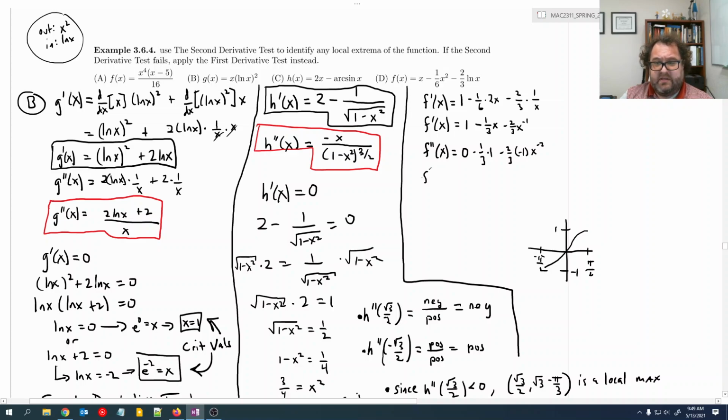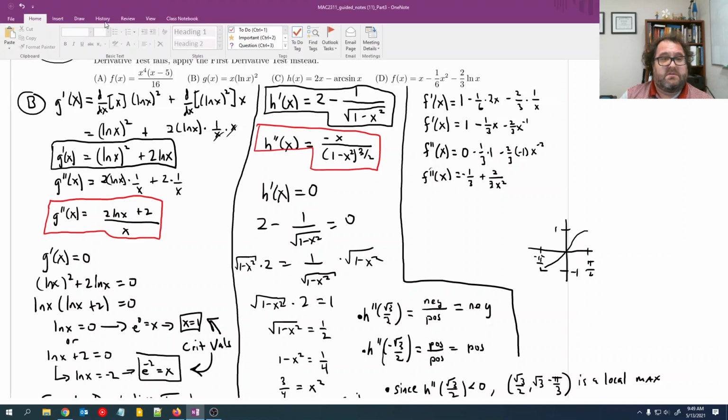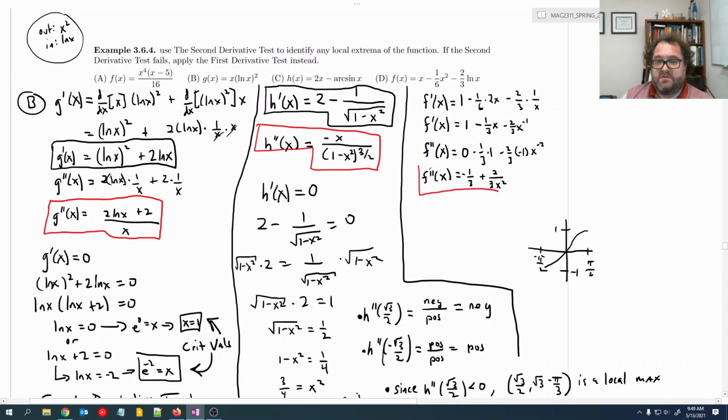And let's clean this second derivative up a bit. Of course, 0 goes away. Then we have negative 1/3 times 1, so we just have negative 1/3 to start with. And then we have negative 2/3 times negative 1, so that's positive 2/3. And then we have x to the negative 2, so that's x squared. So we have negative 1/3 plus 2 over 3x squared, and that is our second derivative. Okay, so let's box off our second derivative so we can easily access it when we need it.